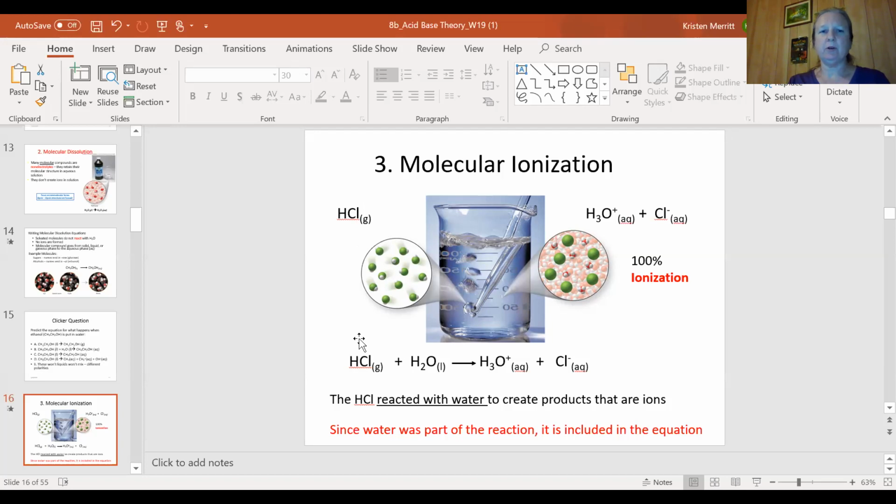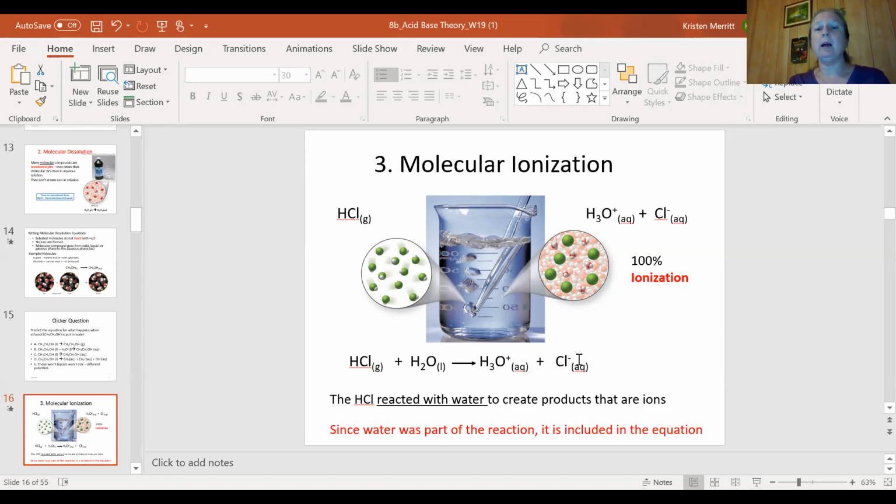Molecular ionization is called this because you start on the left side with molecules. These are both covalent molecules. Here you have to have water in the equation because it's the actual part of the reaction. A chemical reaction occurs between the water molecule and your other molecule. So in this case, it's an acid. What happens is the acid will donate its proton, in this case, to the water.